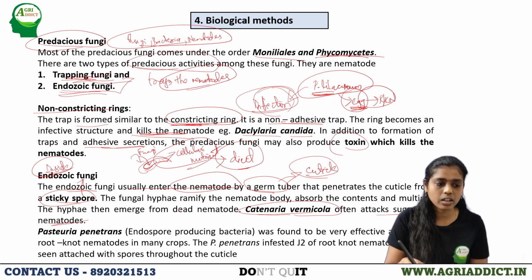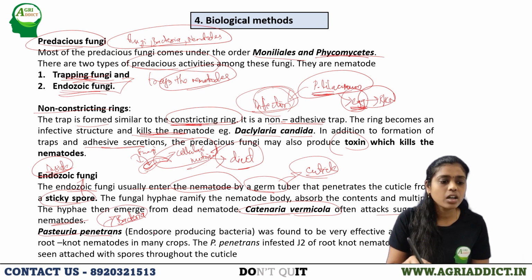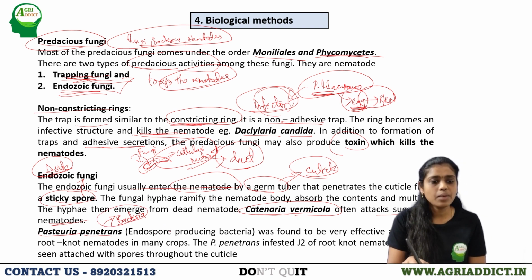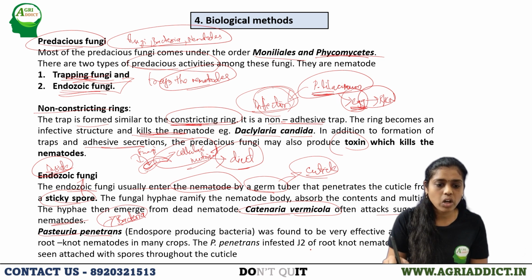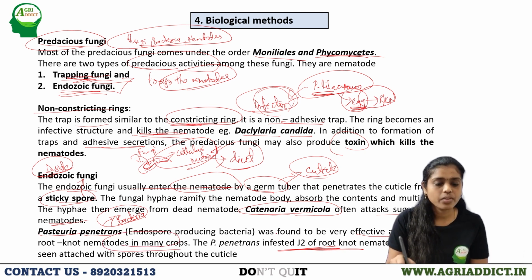And the next organism is Pasteuria penetrans, which is a bacterium. This is an obligate type of bacterium. Mainly it kills the juvenile stages of root knot nematode and is very effective against root knot nematodes in many crops. Pasteuria penetrans, you have to remember, is obligatory in nature, an obligatory pathogen.